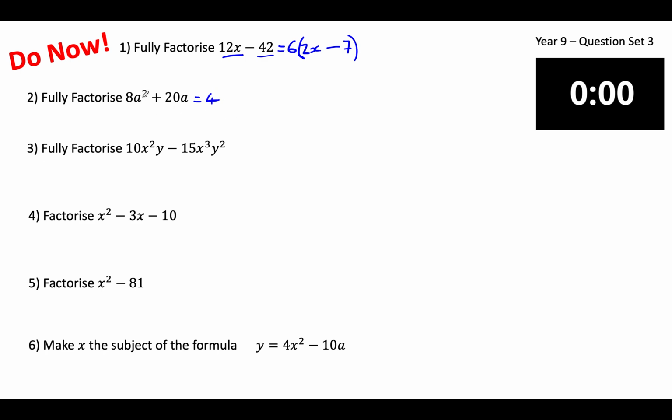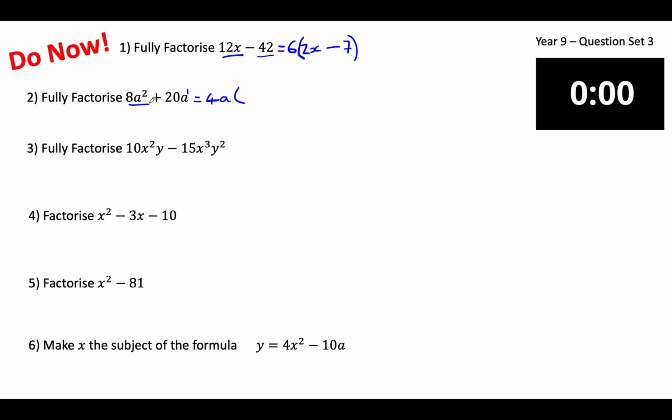Now I've got a squared here and a here. Remember, this is really a to the power of 1. So they've both got at least a to the power of 1. So that goes on the outside as well. And there's no other letters, so we open up the bracket.